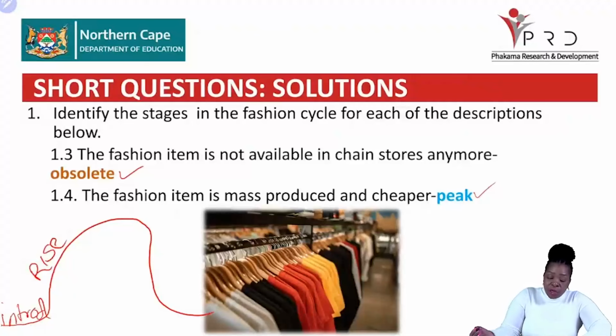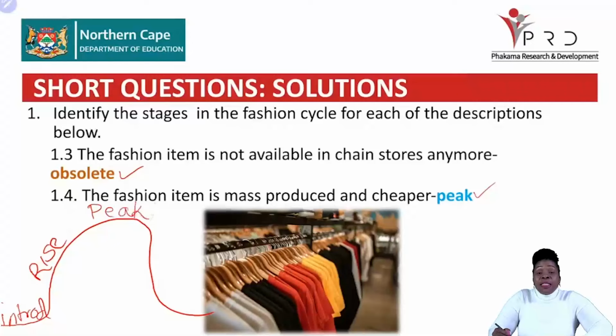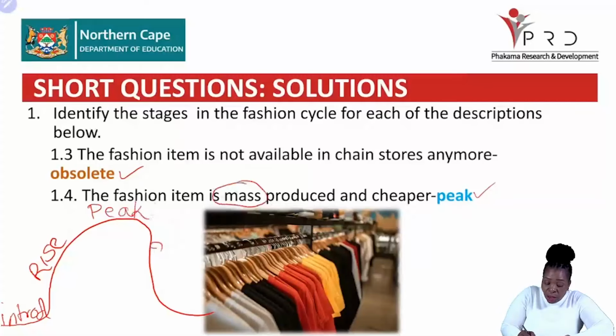And then we go to a stage right at the top of our cycle. This is where we find peak. This is when the fashion item is mass produced and cheaper. Mass production means there is lots and lots of that particular item being produced, right? And then from peak, this is the stage where we go to decline.